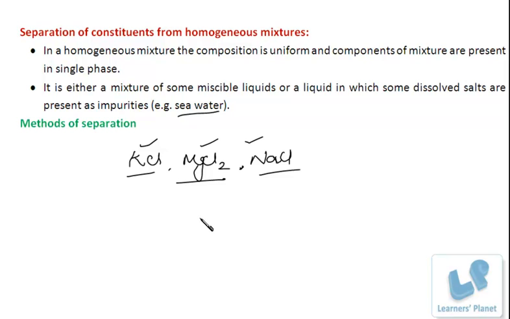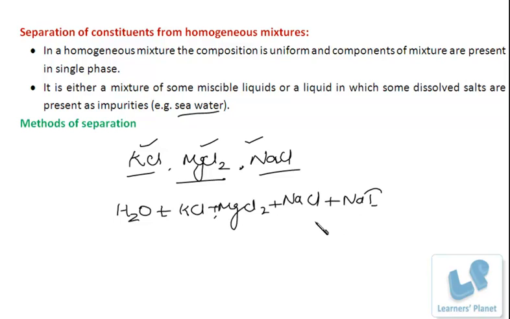The separation basically depends upon the differences in the properties. In case of heterogeneous mixtures, the components can be easily identified. But in case of homogeneous, these cannot be identified. They should have some difference in their properties. Say, if I am taking seawater into consideration, seawater is a mixture of water plus these salts, that is potassium chloride, magnesium chloride, sodium chloride, some bromides are also present, even iodide is present, right? How can water be separated from these salts? It's a very simple thing.